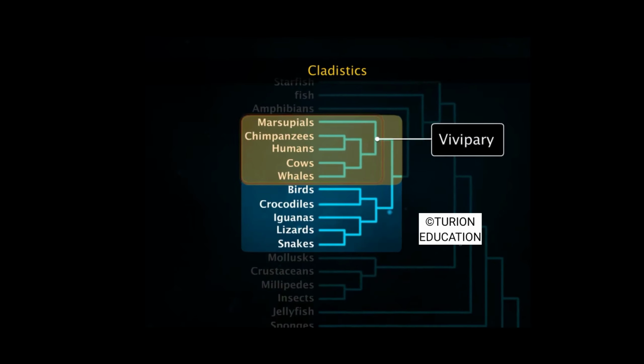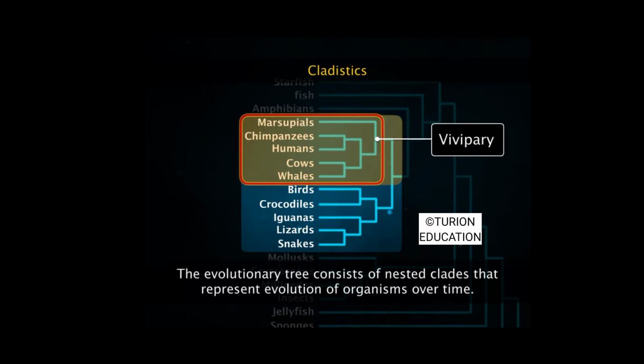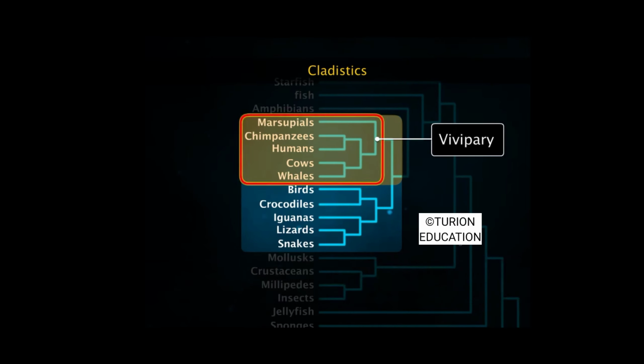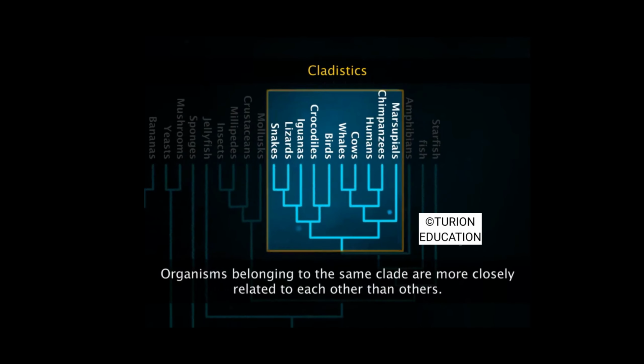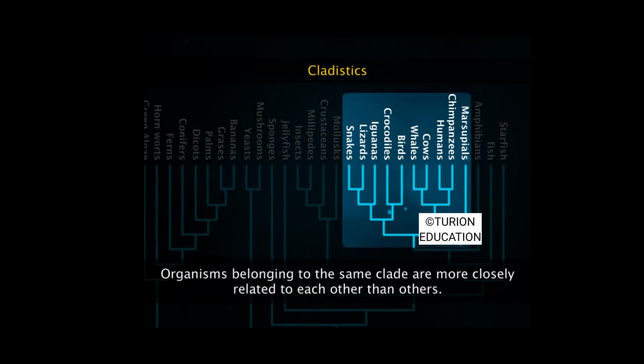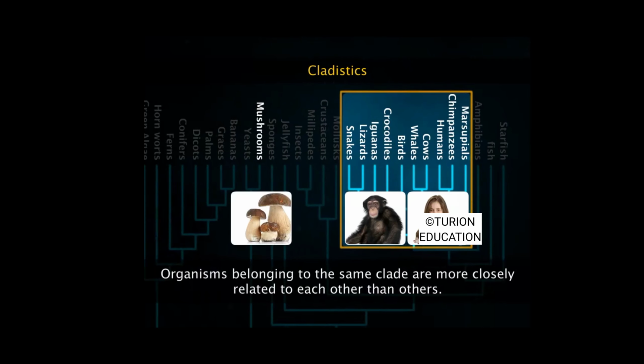Thus, the phylogenetic tree consists of nested clades that represent evolution of organisms over time. It is obvious that organisms belonging to the same clade are more closely related to each other than organisms located outside.